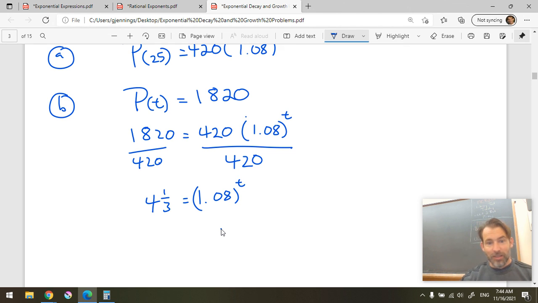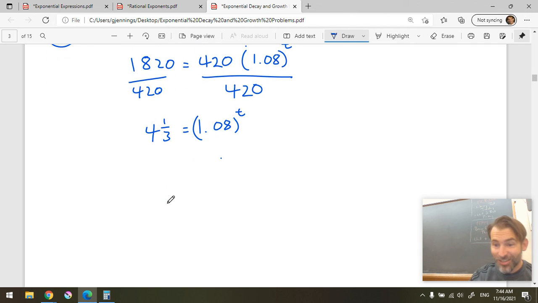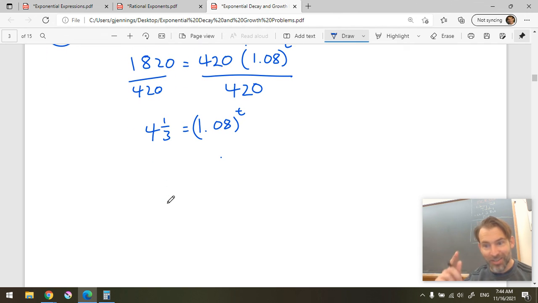Okay. So now I need to find some power of t that when I raise this to it that many times gives me 4 and a third. Two methods. Guess and check. Oh, it's three methods. Algebraic, that you'll learn next year. Guess and check that we do. And use Desmos that we can also do.